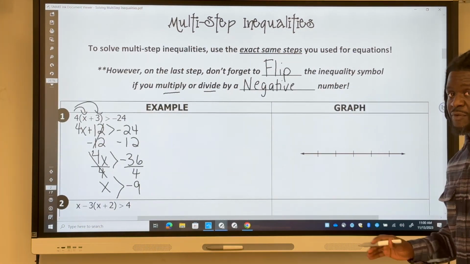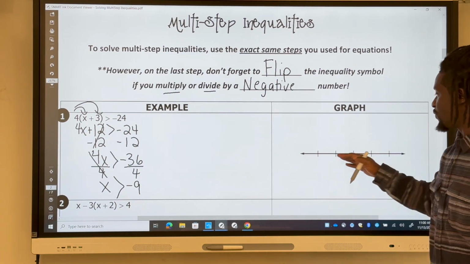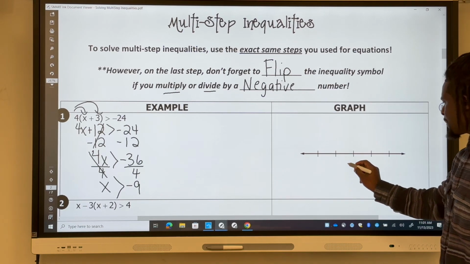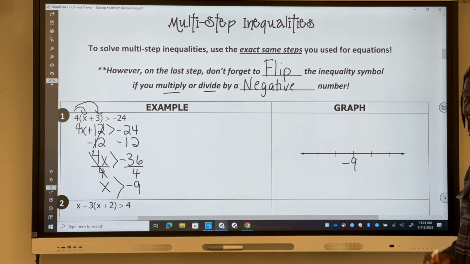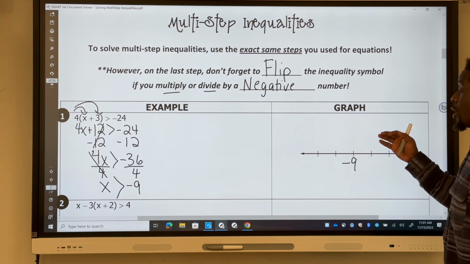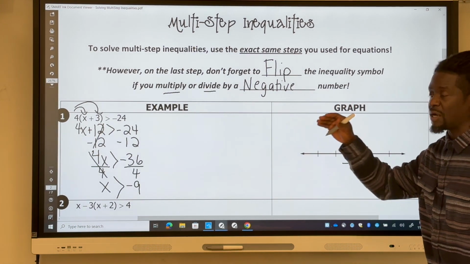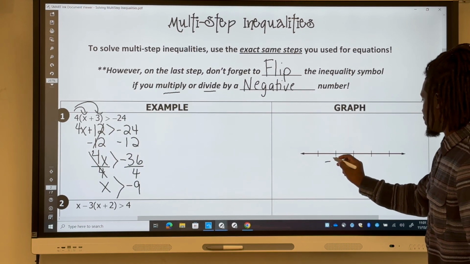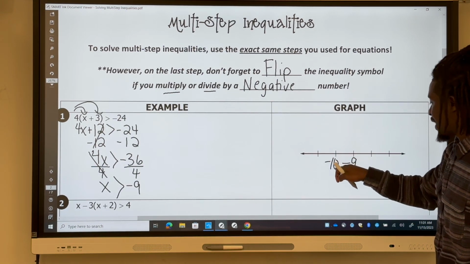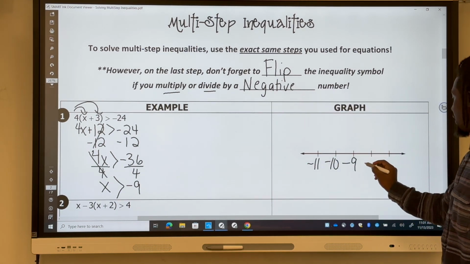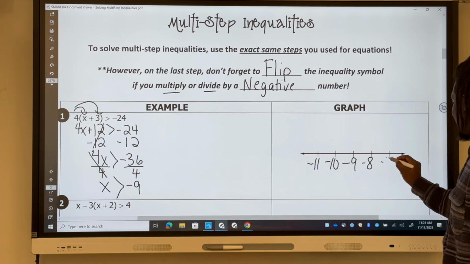And so to graph it, normally you may have the number line already labeled. This one's not. So I'm going to start by putting negative 9 in the middle, and then I'm going to fill in the rest of the number line. So when we're moving in the negative direction, the numbers go in this direction. So we go negative 9, negative 10, negative 11. The opposite direction would be negative 8 and negative 7.